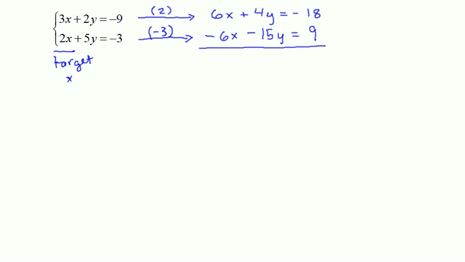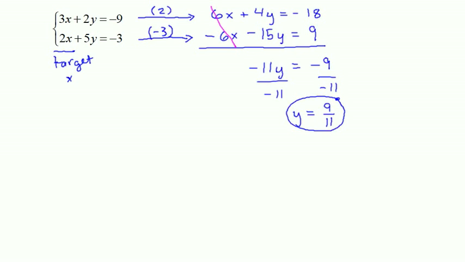When I add these equations together as desired, I can see that my x variable terms drop out, and I get negative 11y equals negative 9, and then I divide both sides by negative 11 to get y equals 9/11. Now, I still need to go back and find x, and I can plug in 9/11 to one of these equations and solve it for x, but that's going to get just a little bit messy.